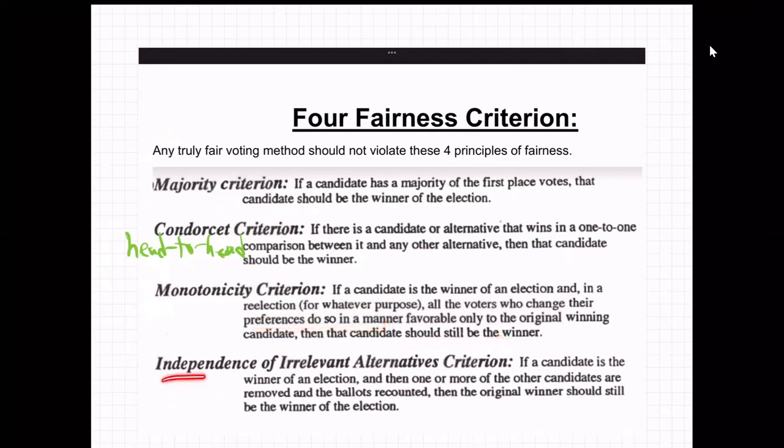And then the last one, which is ours on this problem, independence of irrelevant alternatives. That basically says, if anybody wins, like the chocolate cake won, and then somebody else drops out who is irrelevant because they didn't win, who cares about them? Well, then that original one should still win when you recount, or it's not fair, right?